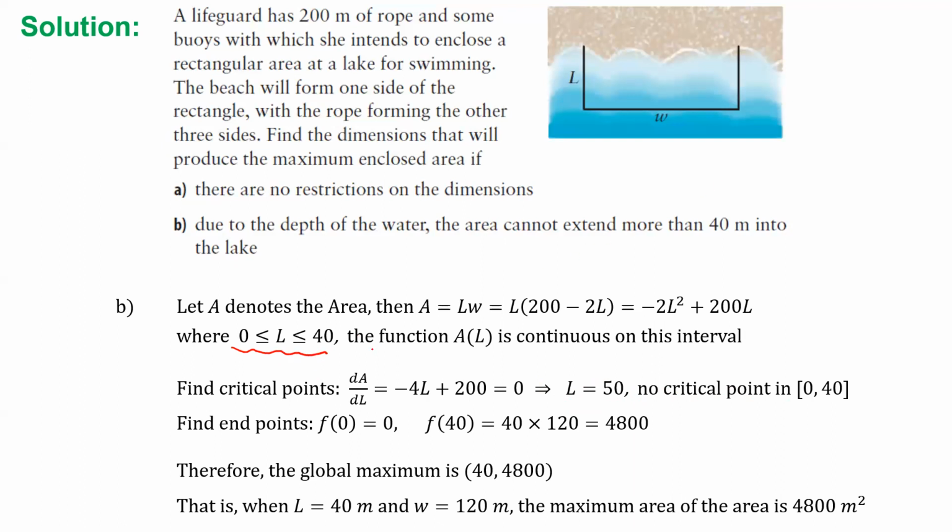If there is no critical point in this interval, the global extrema can only be achieved at the endpoints. So we find the endpoints. One of the endpoints is 0, the other is 40. First calculate F(0), which gives us 0, and F(40) equals 4,800. Therefore, the global maximum is 4,800. That is when L equals 40 meters and W equals 120 meters, the maximum area is 4,800 square meters.